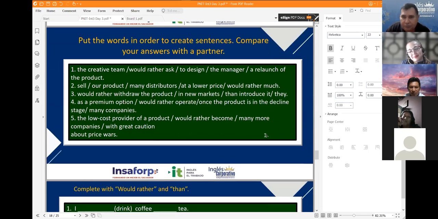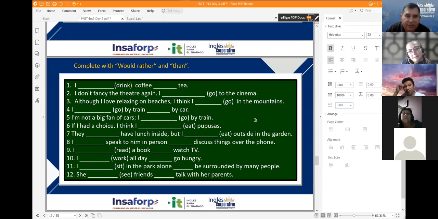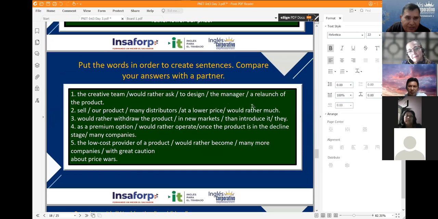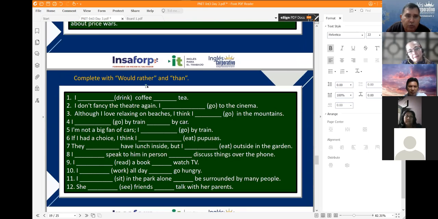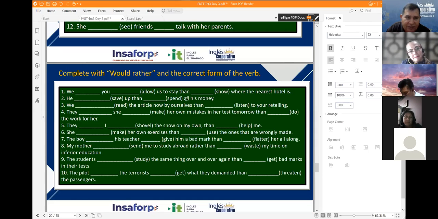Now the exercise. First exercise is to put in order. Second exercise, I know that it's late, but second exercise is to complete with would rather or than. And the last exercise is to complete with would rather and the correct form of the verb. What's the correct form of the verb after rather? Usually it is the simple form. I'd rather go, I'd rather study. But what happens if there is a subject? I'd rather you came, past tense. I'd rather she helped me, etc. If there is a subject, use the verb in the past. No subject, verb in the simple form.